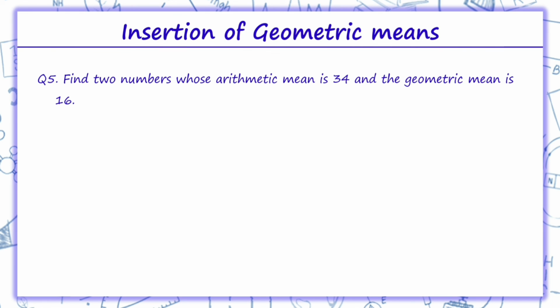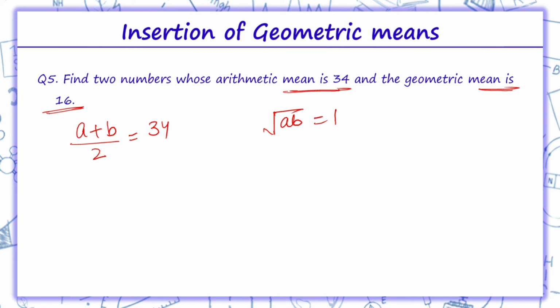Coming on to the next question. We have to find two numbers whose arithmetic mean is 34 and geometric mean is 16. Arithmetic mean, (a plus b) by 2, is 34. Geometric mean, which is the square root of ab, is 16. So thus a plus b can be written as 68 and ab can be written as 256.